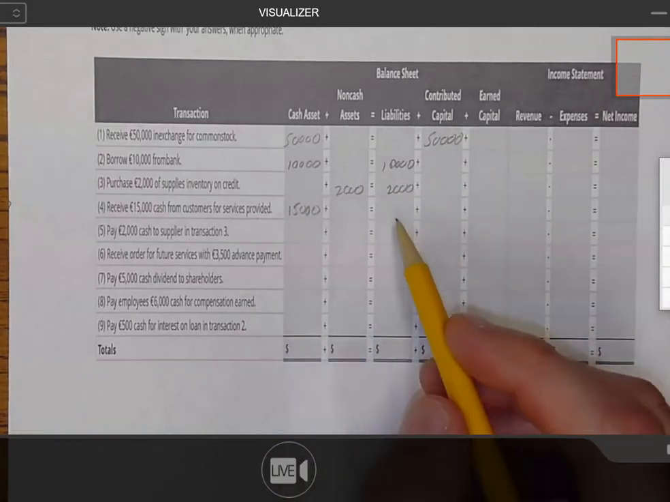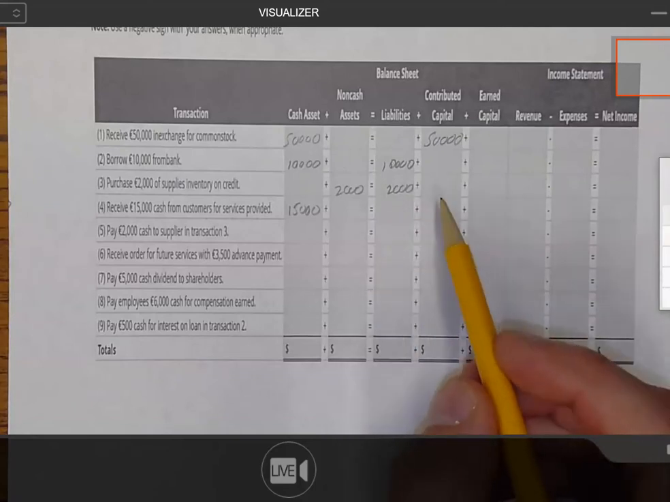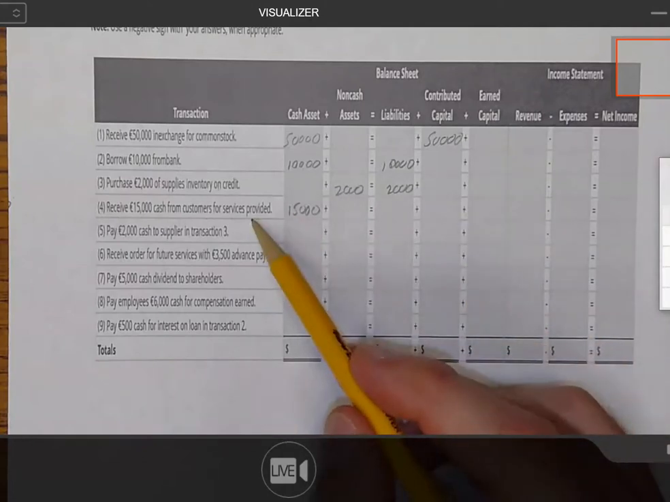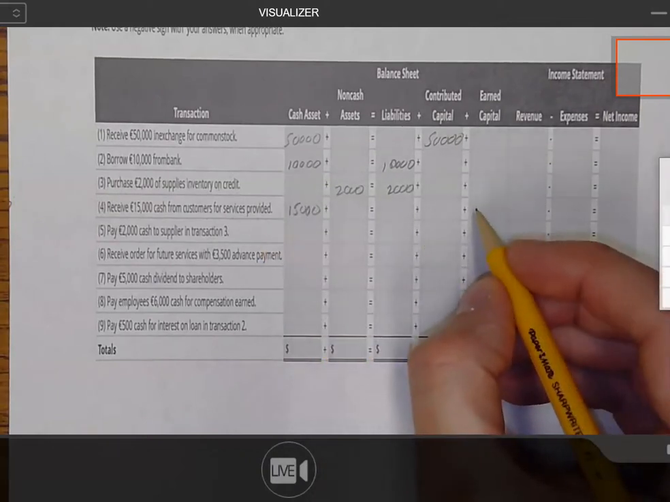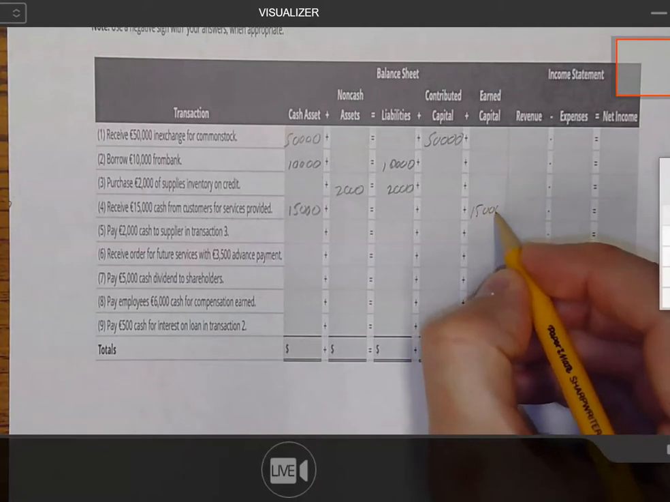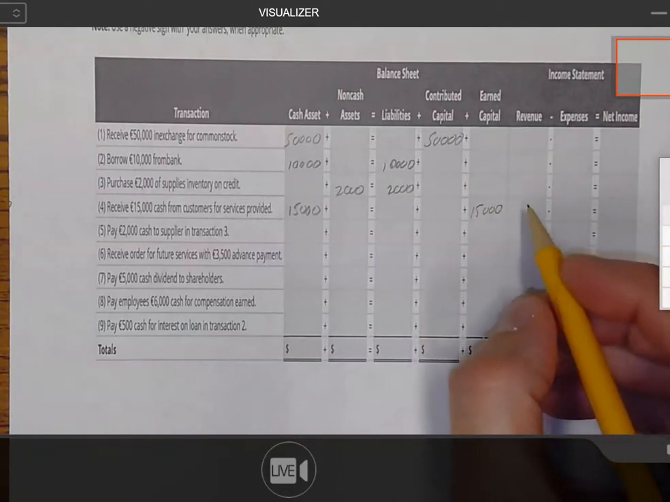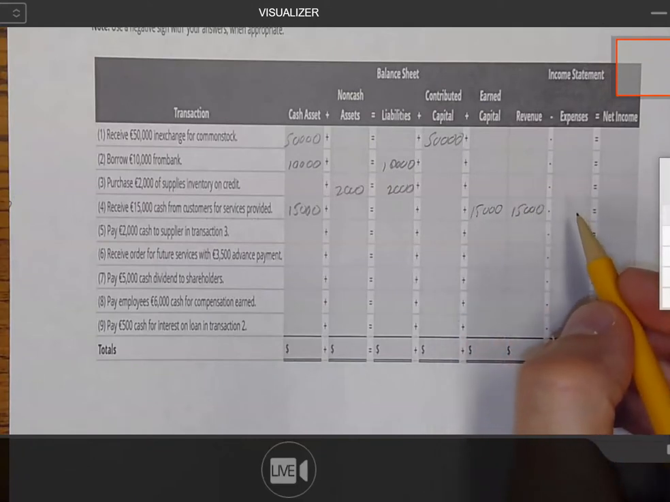And so let's see here now. No non-cash assets, no liabilities, no contributed capital. However, this is earned capital because we provided services. So we are going to need to enter that 15,000 right here under earned capital. We will also need to enter that same 15,000 right here under revenue.